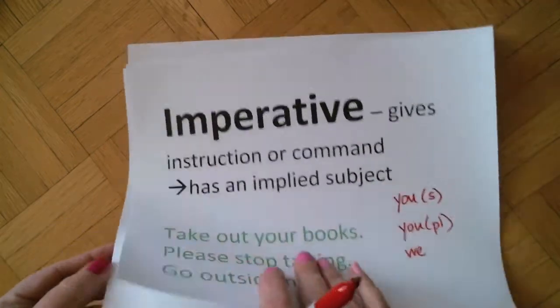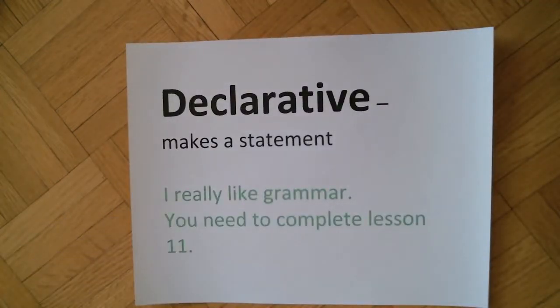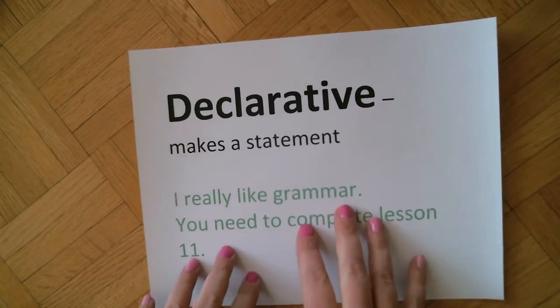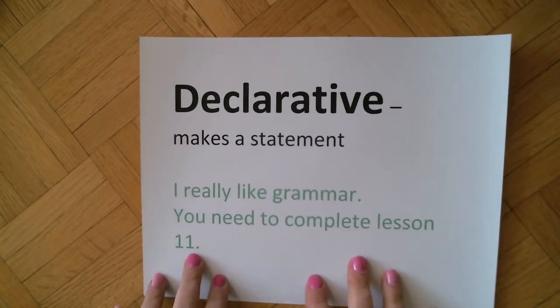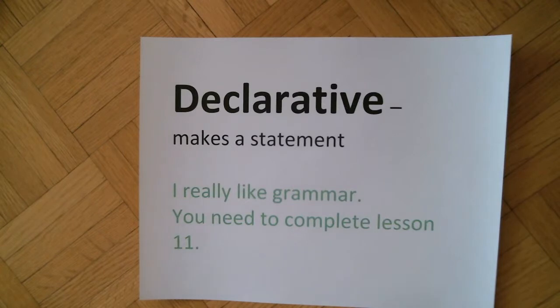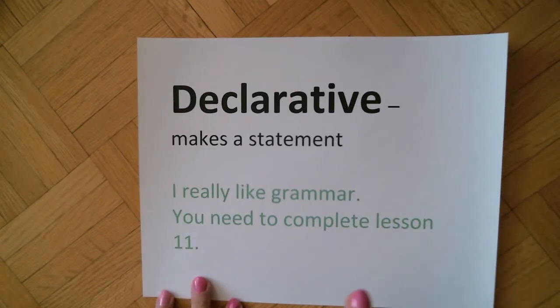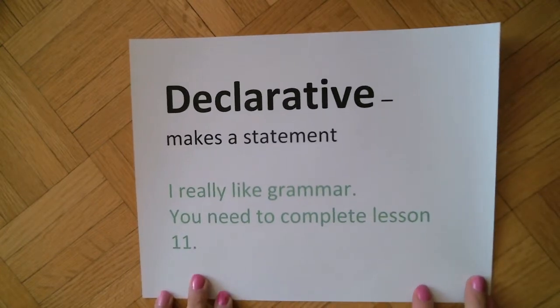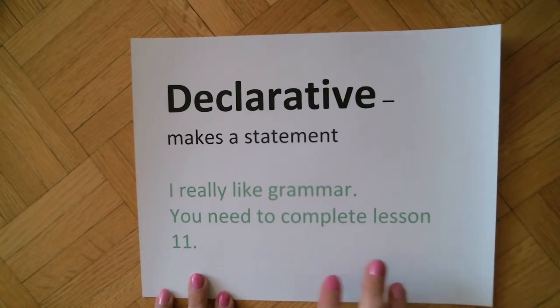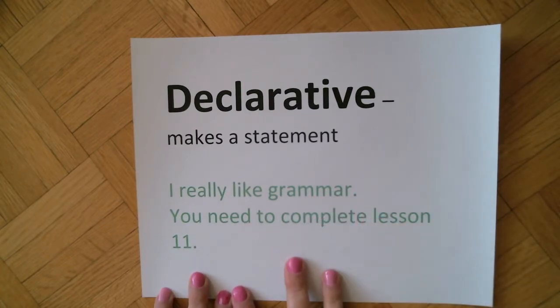Our last kind of sentence is a declarative sentence. A declarative sentence makes a statement. That's not really a helpful definition, and that's why I suggested that we use the different order, which we'll take a quick look at again in a second. So sentences like, I really like grammar. You need to complete lesson 11. Those are just general statements. It can be fact, it can be opinion, that doesn't make a difference. A declarative sentence will end with a period and a period only.